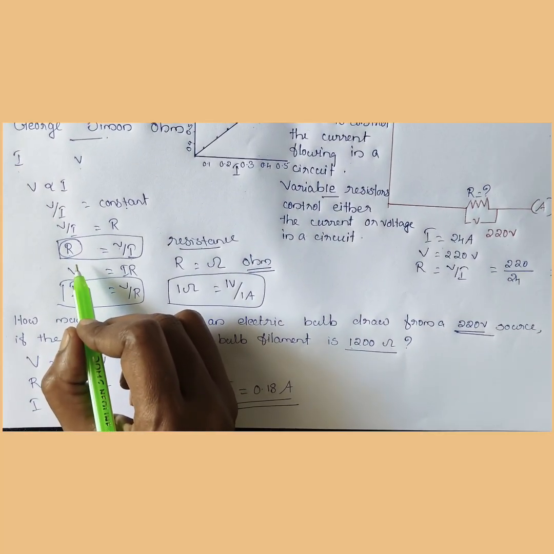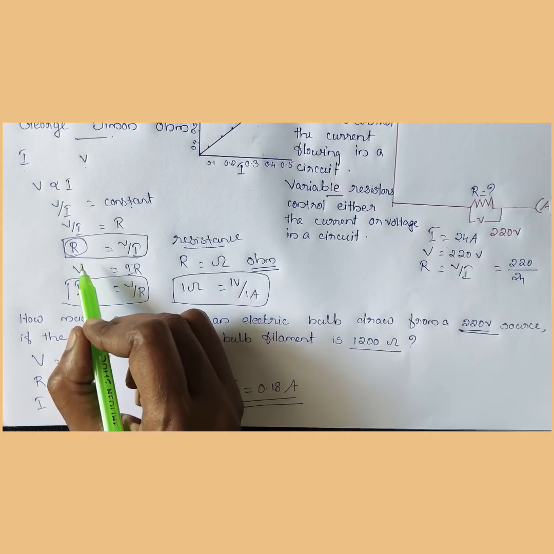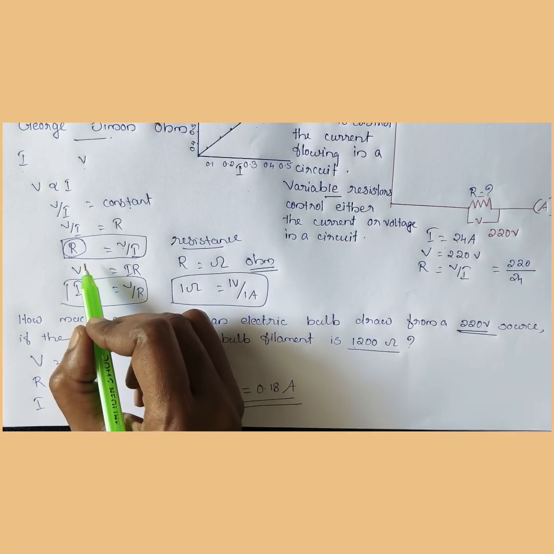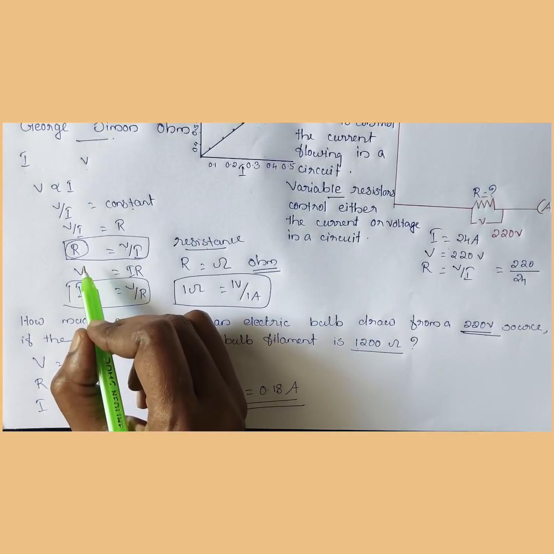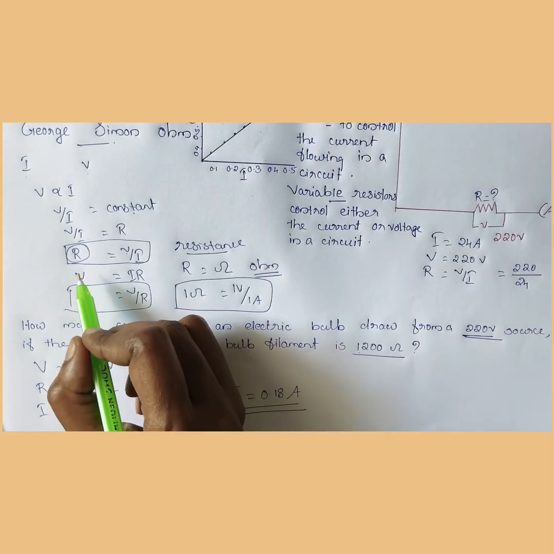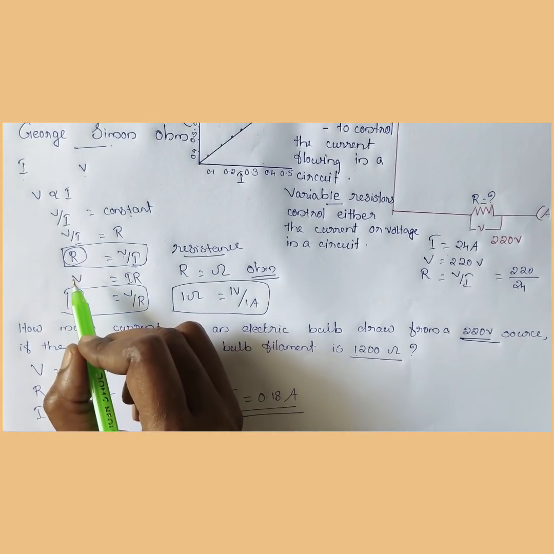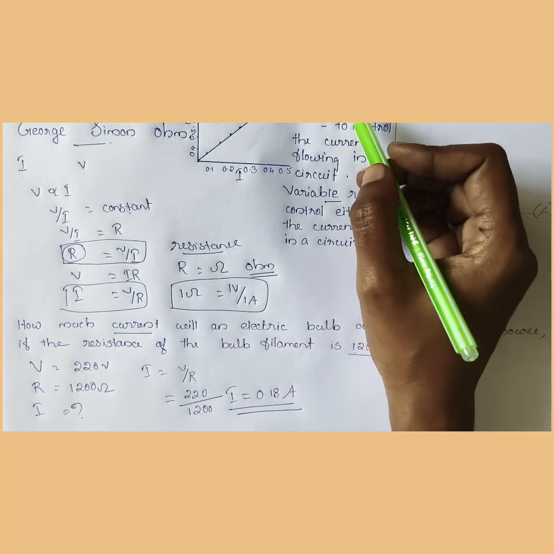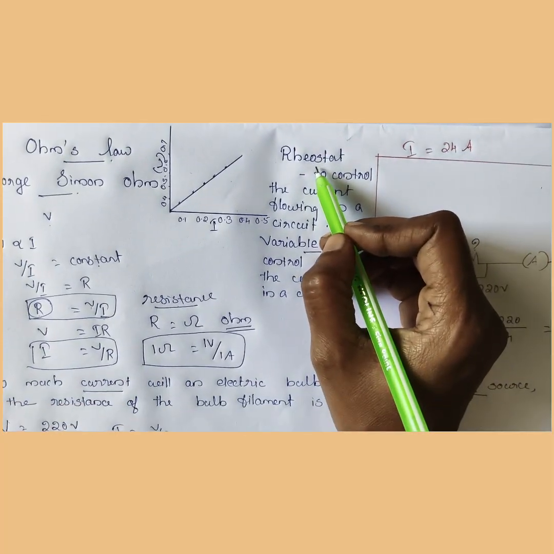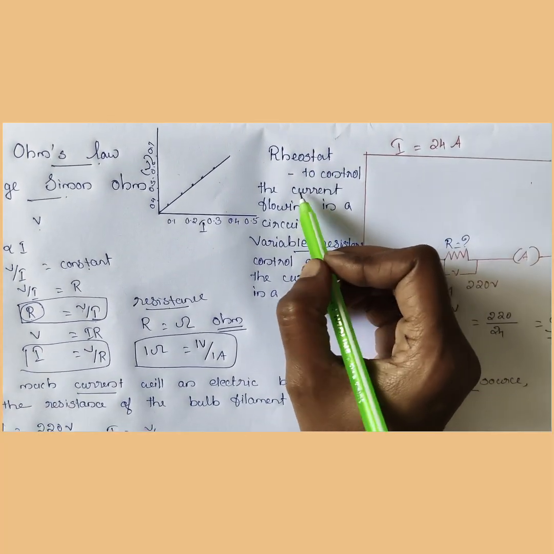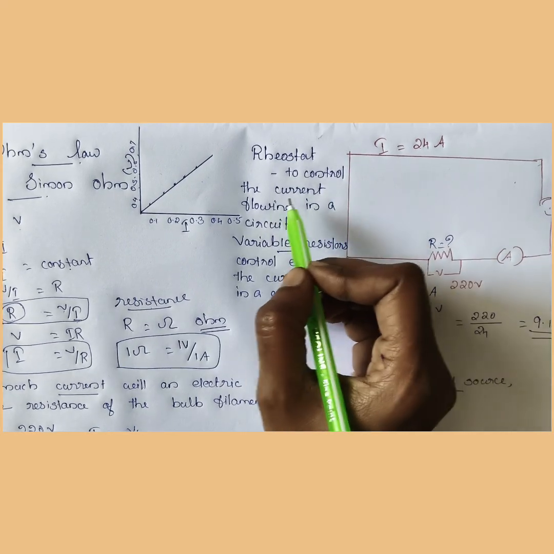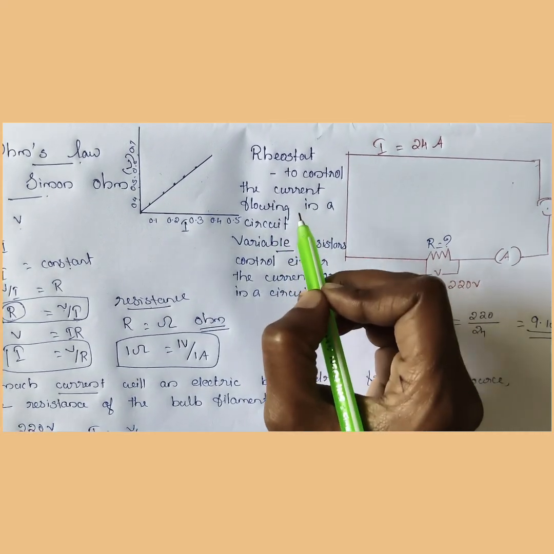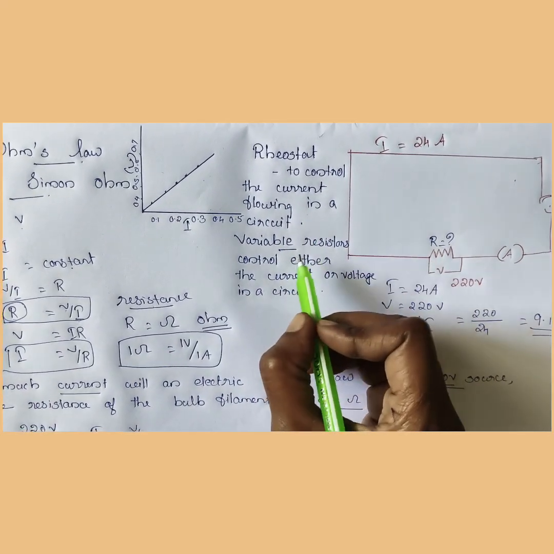Now here we have studied resistance. Resistance is the property used to resist the flow of charge. Sometimes it can be increased, sometimes it can be decreased. It cannot be stable. So there are some instruments which are used to control this resistance. Here you can see one instrument, that is called a rheostat. Rheostat is used to control the current flowing in a circuit.